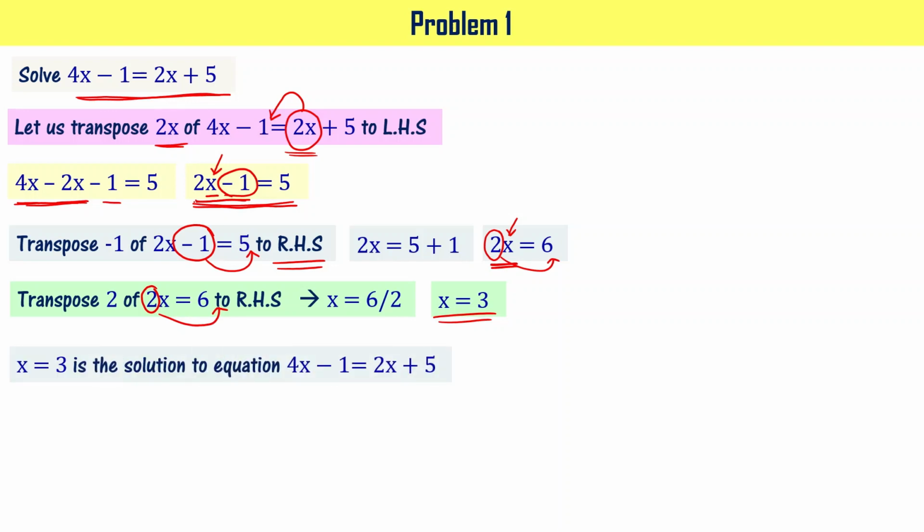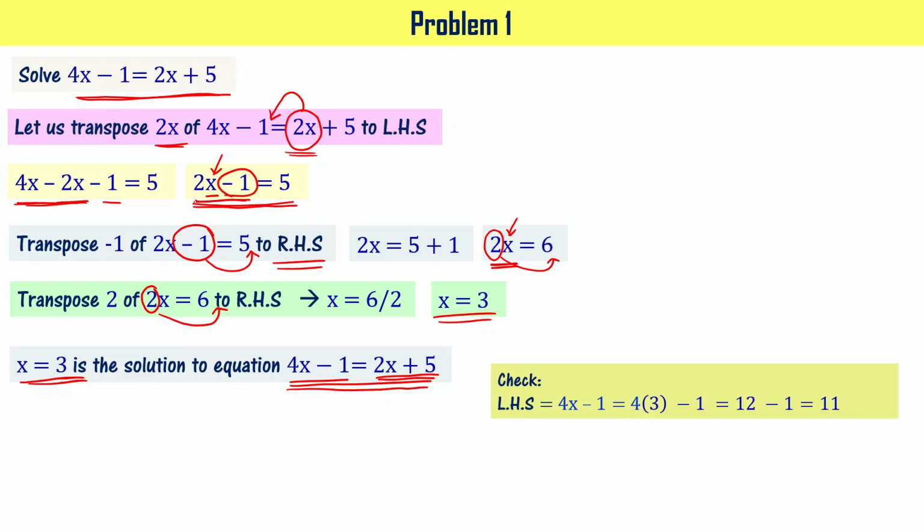We can say that x equal to 3 is the solution of the equation 4x minus 1 equal to 2x plus 5. How do I confirm that? Or how do I verify that? To verify that, what I can do is I can take x equal to 3 and substitute on the left hand side. Then you will get some value, and substitute on the right hand side also, then you will get some value, right? If both the values are the same, then you say that x equal to 3 is the solution and that is verified. Let's do that now.